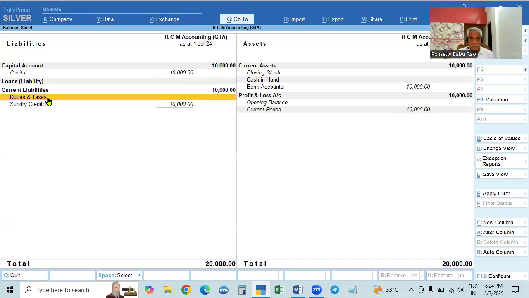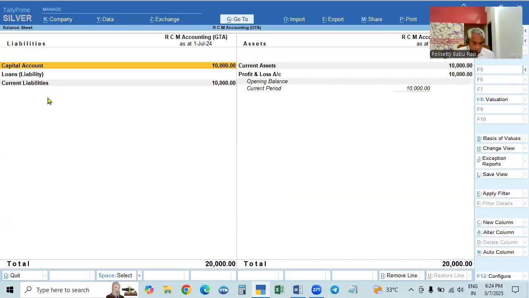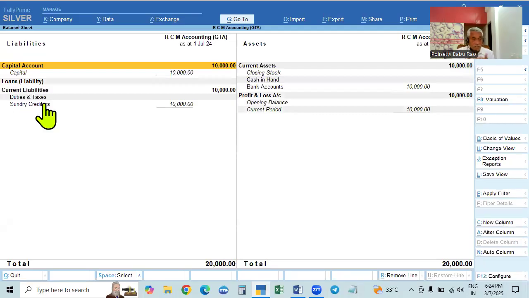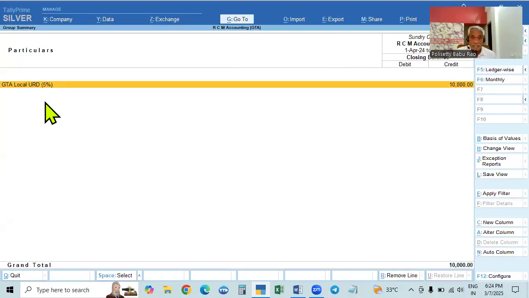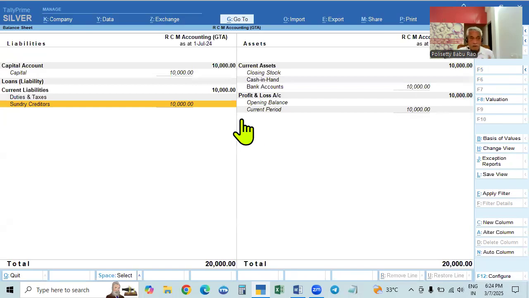Okay, and then here we have taken, see, we purchased the service for 10,000 rupees. So Sundry creditors is showing. Sundry creditors means the GTA registered, 10,000 rupees. And for making the payment, I took capital and bank, 10,000 rupees.